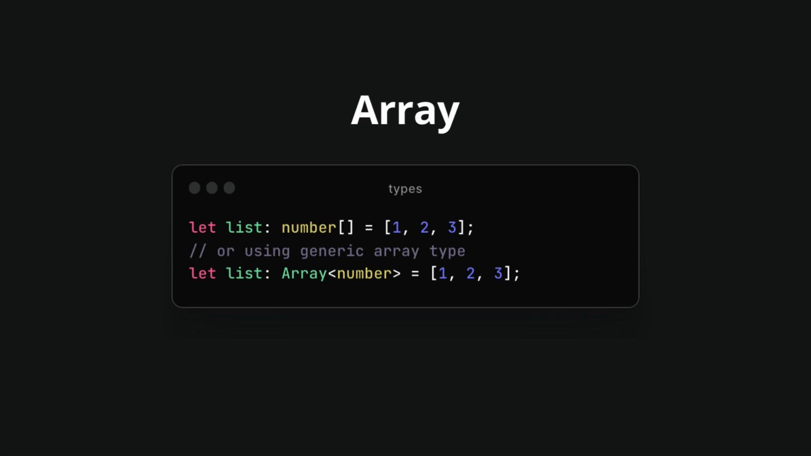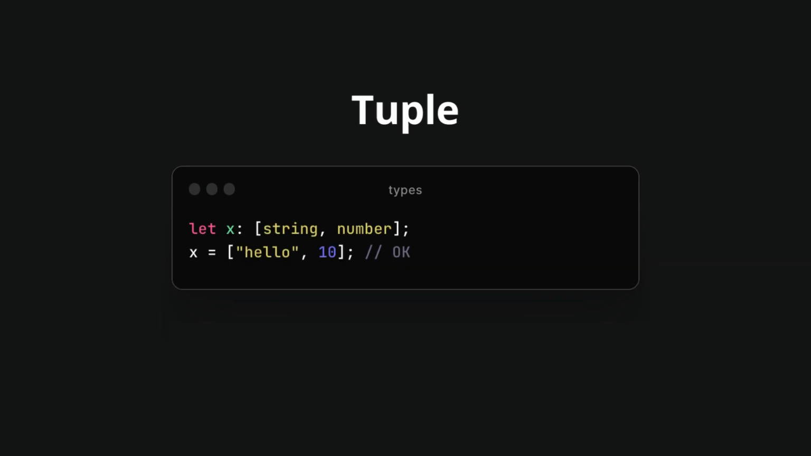As things get more complicated, let's move on to tuple. A tuple in TypeScript is like a special kind of list or array where you can have different types of items, but you must have a specific number of them. For example, you can have a tuple that is meant to have two items. The first is a string and the second is a number.